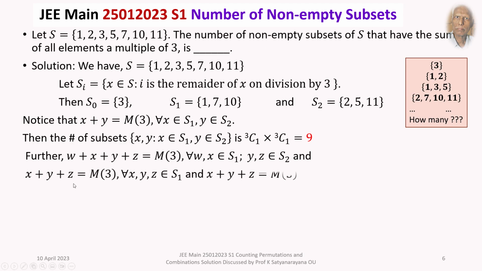Anyway, so now see, get into S1, add all the elements of S1. 1 plus 7 plus 10, it is a multiple of 3. Add all the elements of S2, 2 plus 5 plus 11 is a multiple of 3. So that's what it says. X plus Y plus Z is a multiple of 3 for all X, Y, Z belongs to S1 and so also for S2.